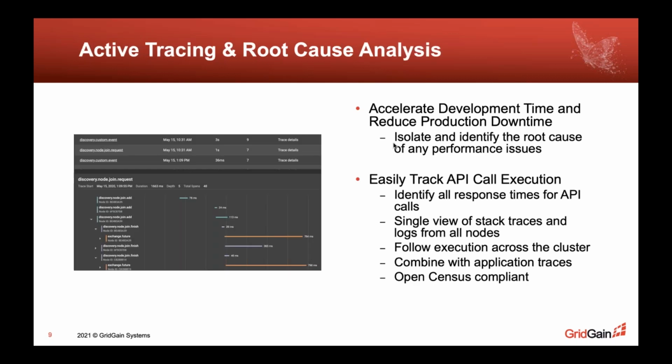And so another kind of developer-oriented feature that we provide with our tools for Apache Ignite and GridGain is the ability to collect span data from API calls as they execute across your cluster. This is what we call tracing, and this is also based around the OpenCensus standard for application tracing.